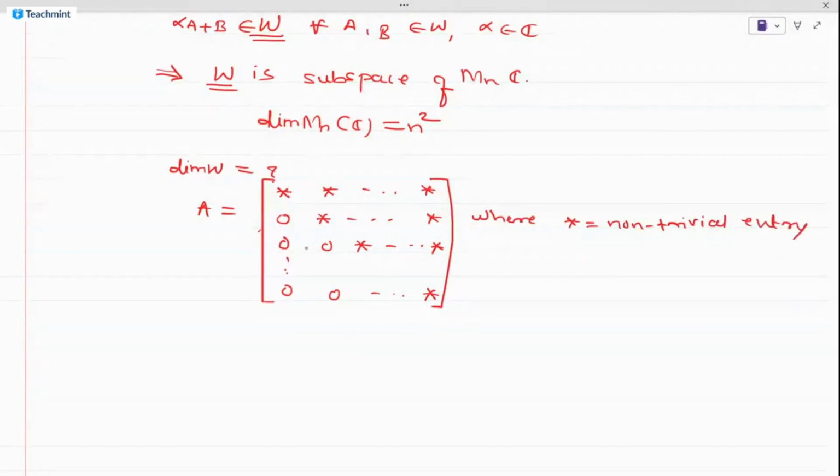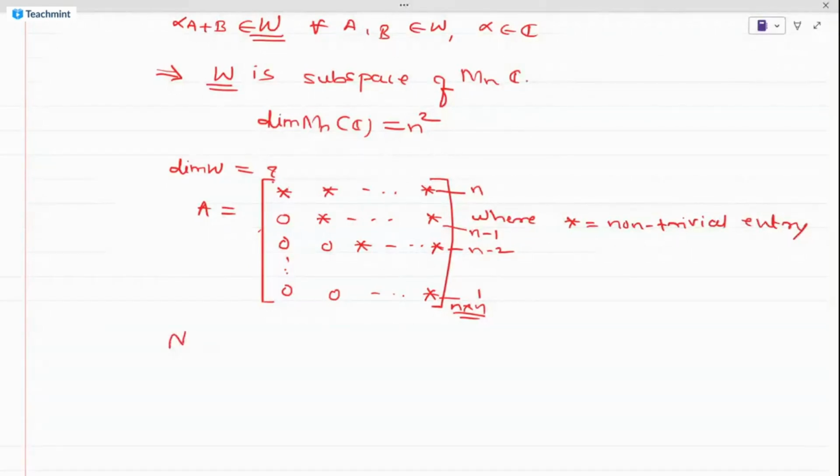Then if you want to write any n by n upper triangular matrix, how many non-trivial entries do you require? How many stars are there here? In the first row, there are n stars. In the second row, n minus 1, because the first element is 0. In the third row, the first two elements are 0, and the remaining n minus 2 elements are stars. And so on, in the last row, n minus 1 elements are 0 and only one element is a star. How many non-zero non-trivial entries are there here?